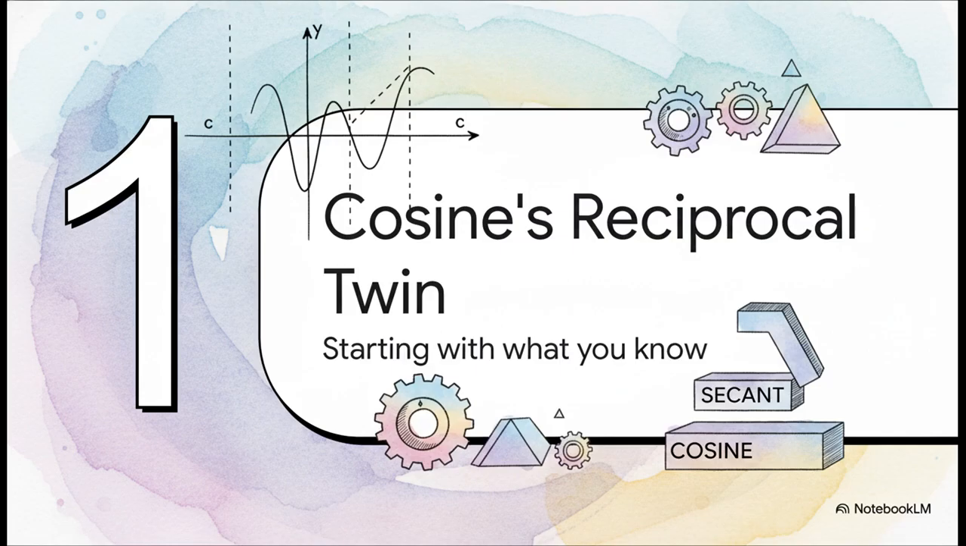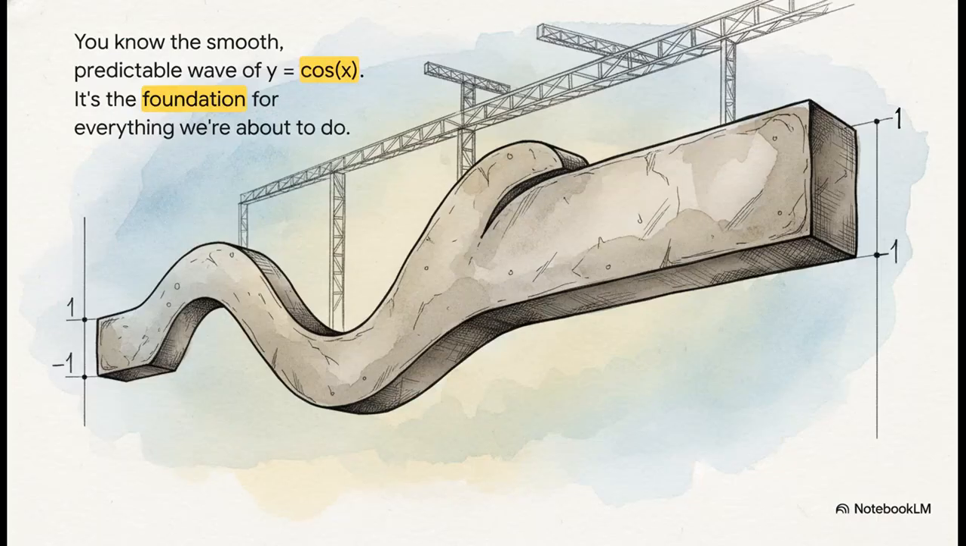You know, the best way to understand something new is to connect it to something you already get, and that's our entire strategy here. You know this one, of course, the smooth, predictable wave of y equals cosine of x. It just goes back and forth, nice and easy, between 1 and -1. This simple wave is the foundation for everything we're about to do.